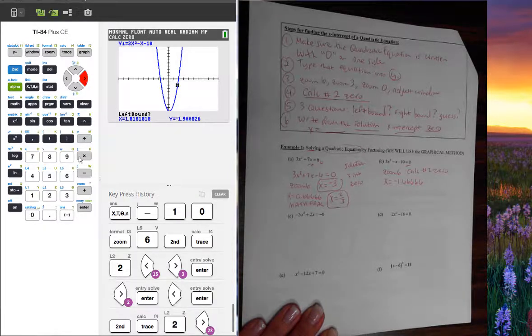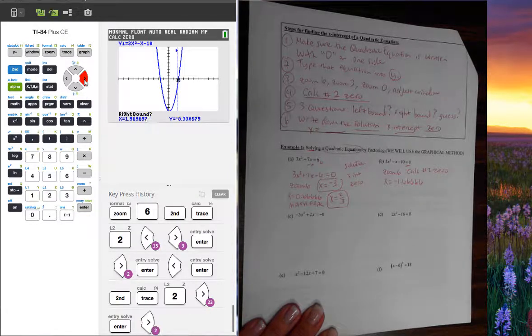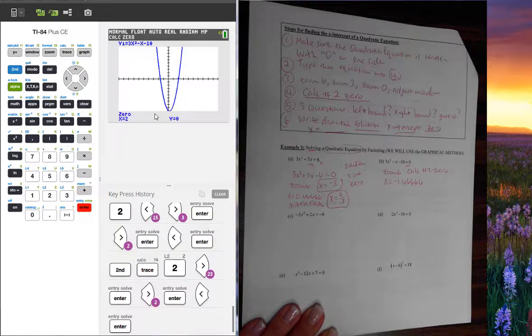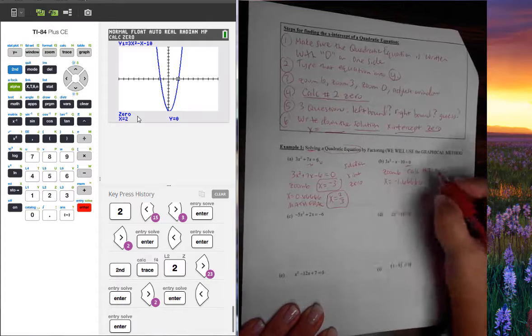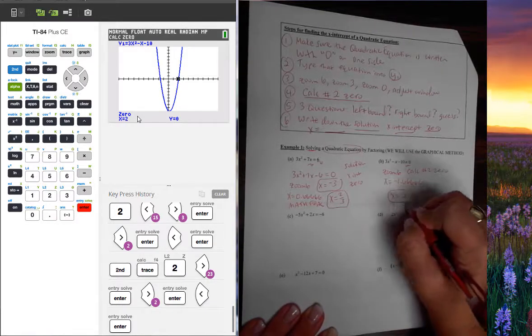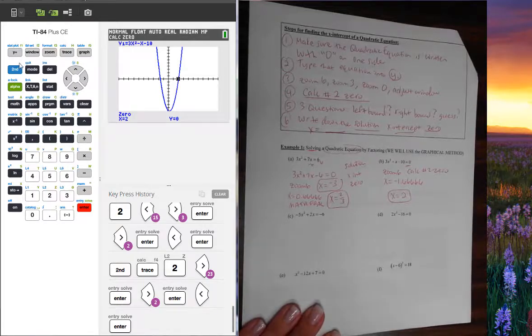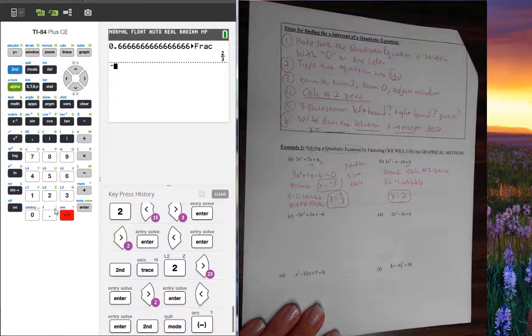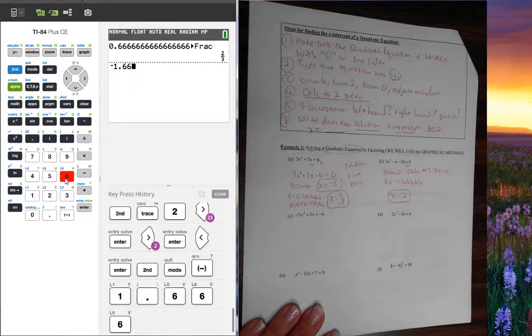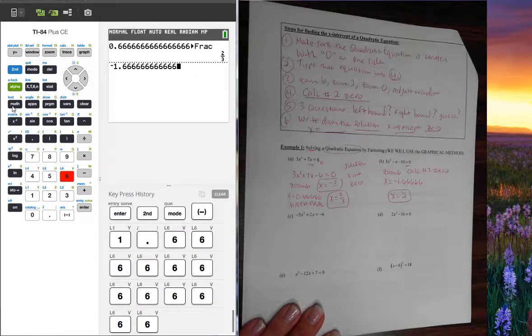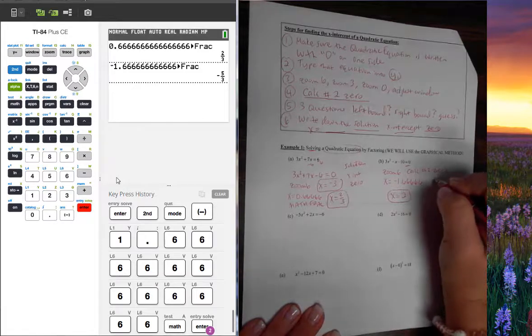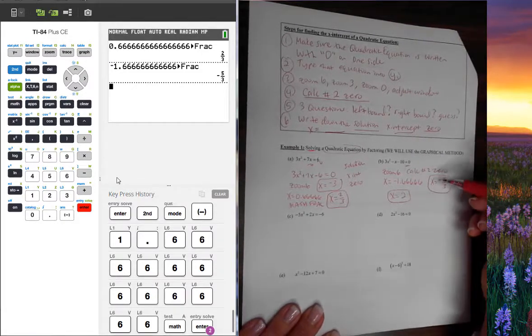So yeah, there's ways to solve these by factoring. There's ways to solve these by quadratic formula, completing the square, all kinds of stuff. This answer is 2. So x equals 2. Remember, that's how you write that solution. And this one I need to convert. -1.666666, math and enter for fraction. -5/3. That's called the solution. That's called the x-intercept.